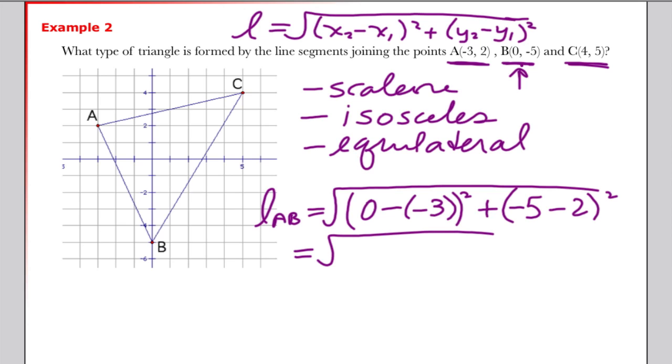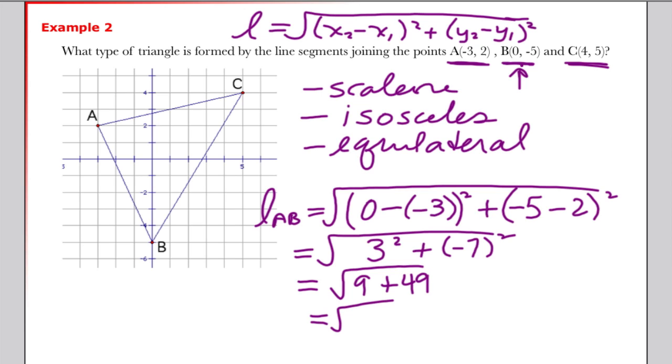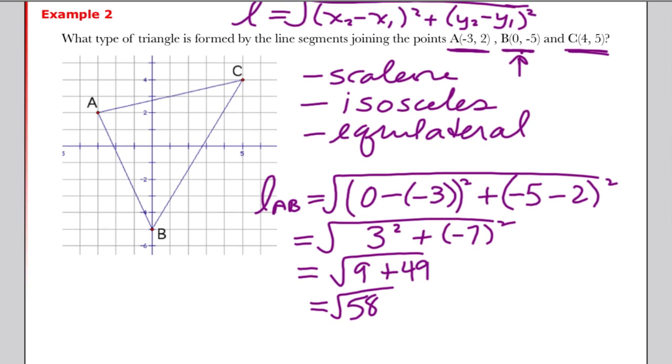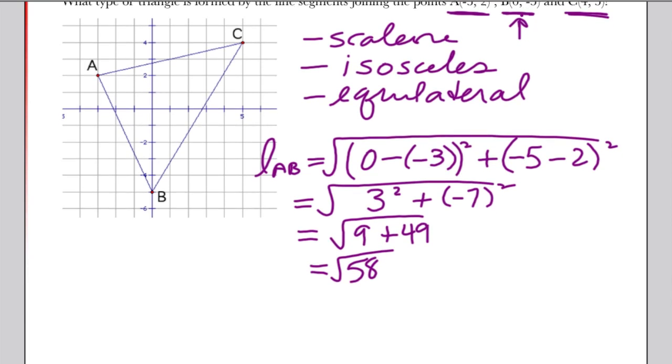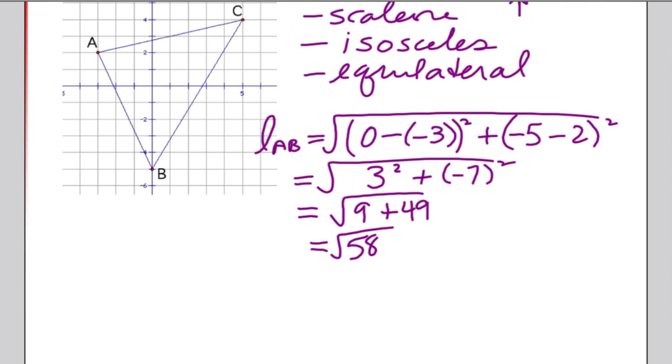So what that would look like, 0 minus negative 3 is 3 squared. Negative 5 minus 2 more is negative 7 squared. And so that is the square root of 9 plus 49, which is also equal to the square root of 58. I don't always need to find the decimal answer. Just knowing that it's the square root of 58, I'm trying to compare the other sides to see if they are the same length. So now I might look at the length of BC.